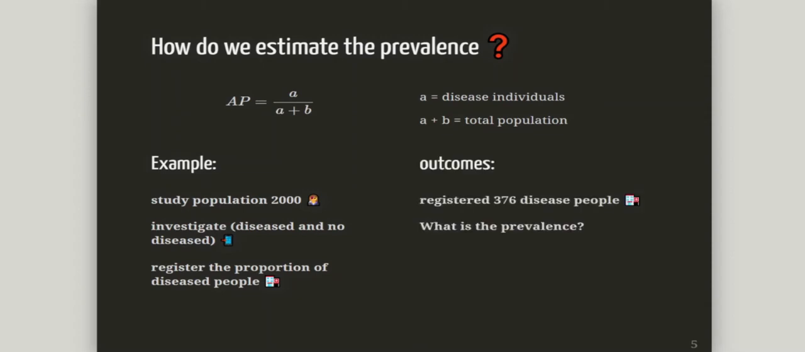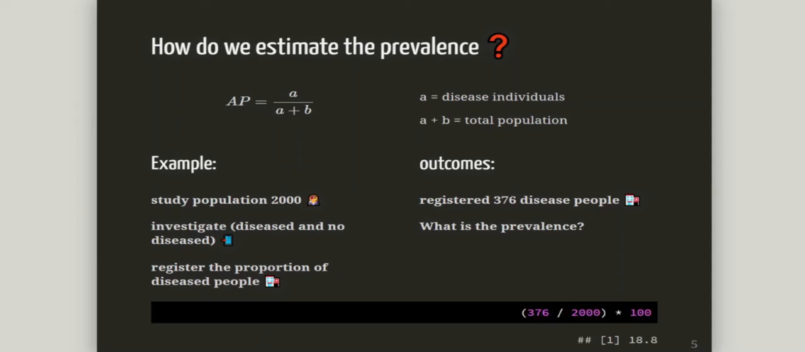And the outcome was that you received the information that 376 were diseased. Sorry about the misspelling there. And what is the prevalence? Well, we have 376 divided by 2,000, and we multiply this value by 100. So the apparent prevalence, the point estimate, is 18.8. We can round it to 19.